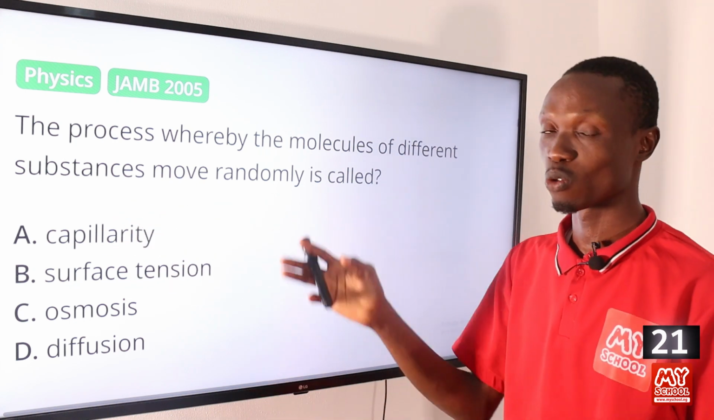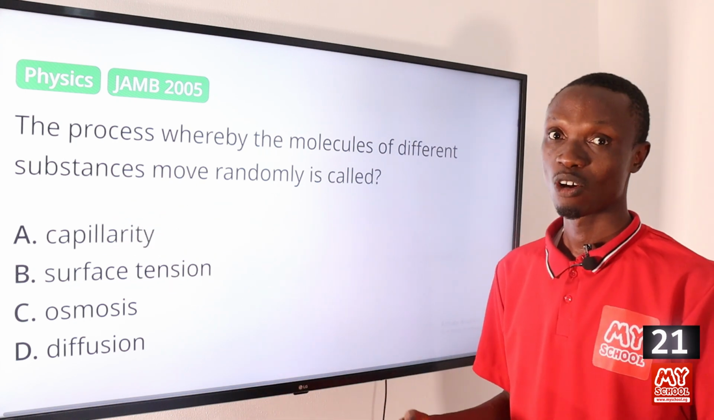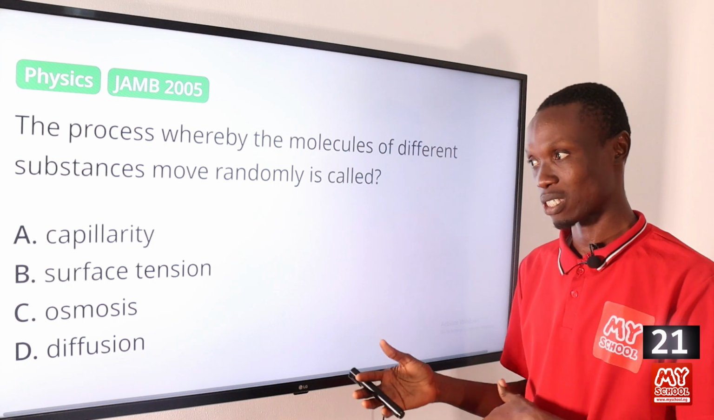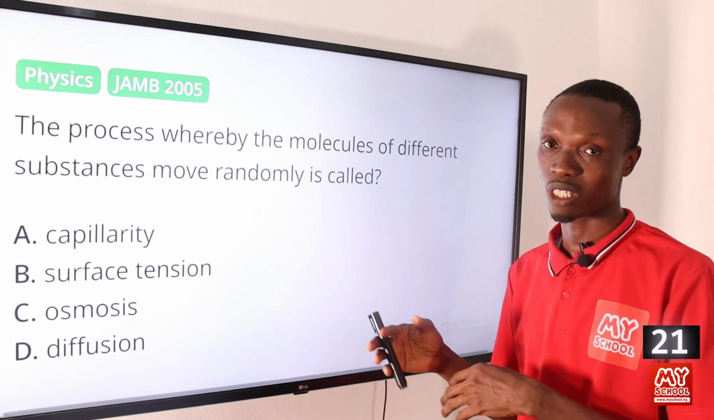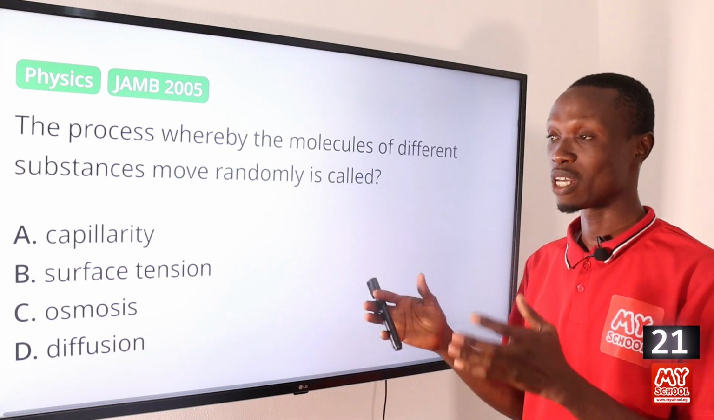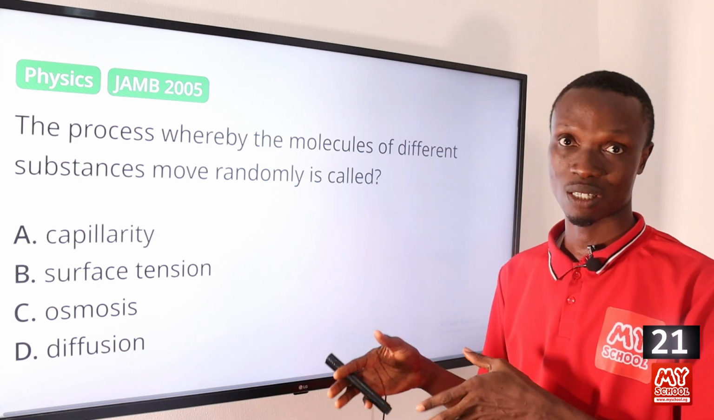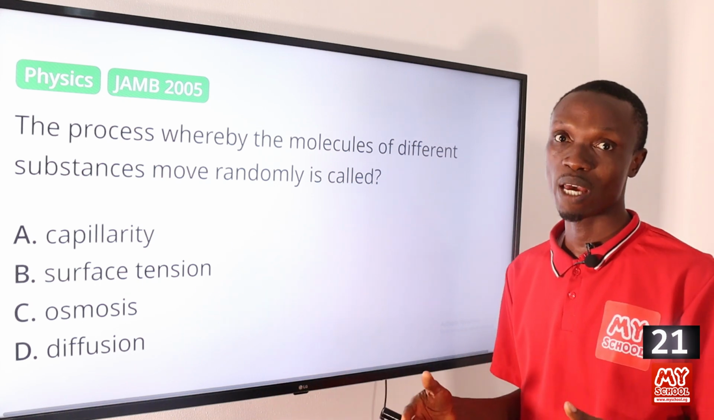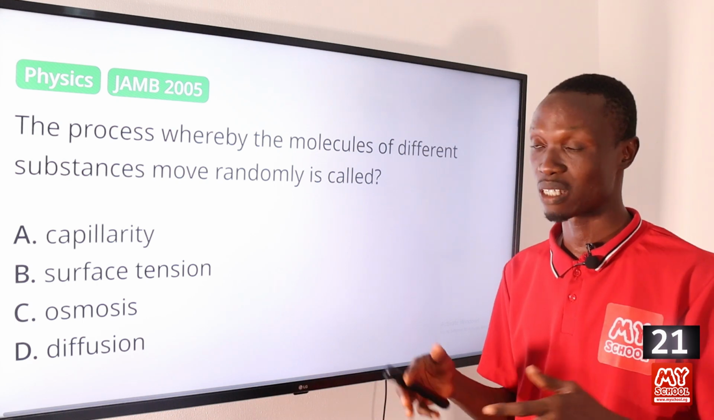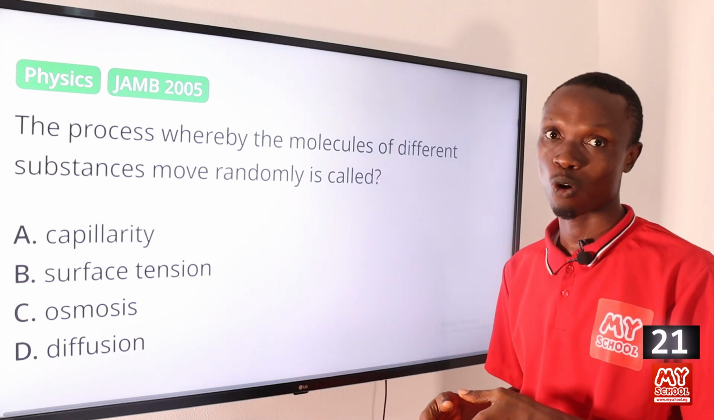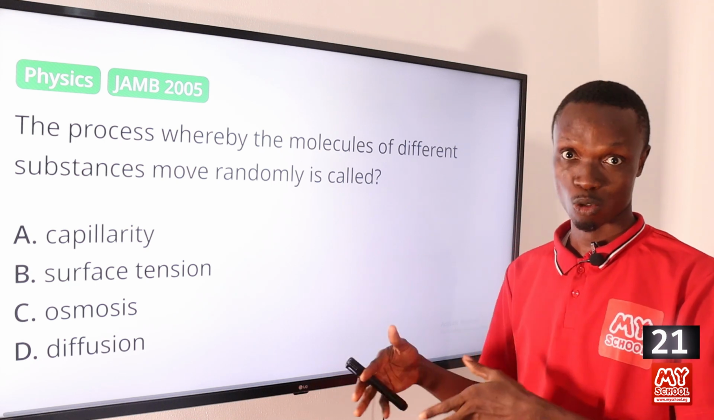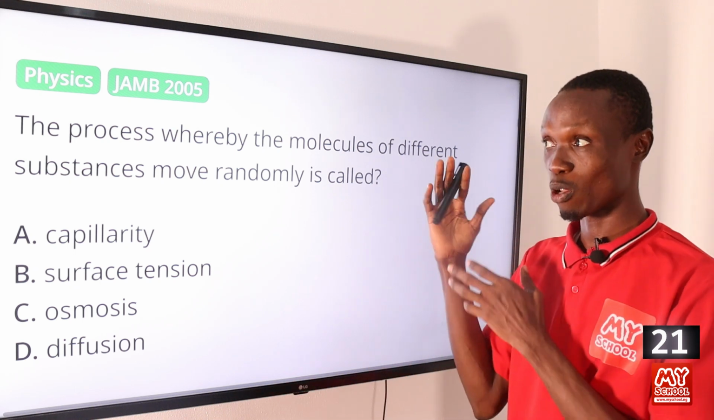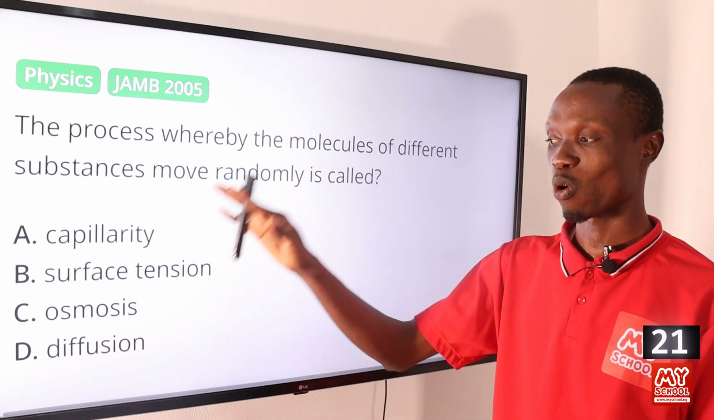Capillarity has to do with the ability of a liquid to flow in a narrow space, owing to adhesive and cohesive forces. While surface tension is the elastic force at the surface of a liquid that makes the liquid behave like a stretched elastic membrane. While osmosis has to do with the movement of solvent molecules through a semi-permeable membrane from a region of low solute concentration to a region of high solute concentration. But for the purpose of this question, the answer is option D.